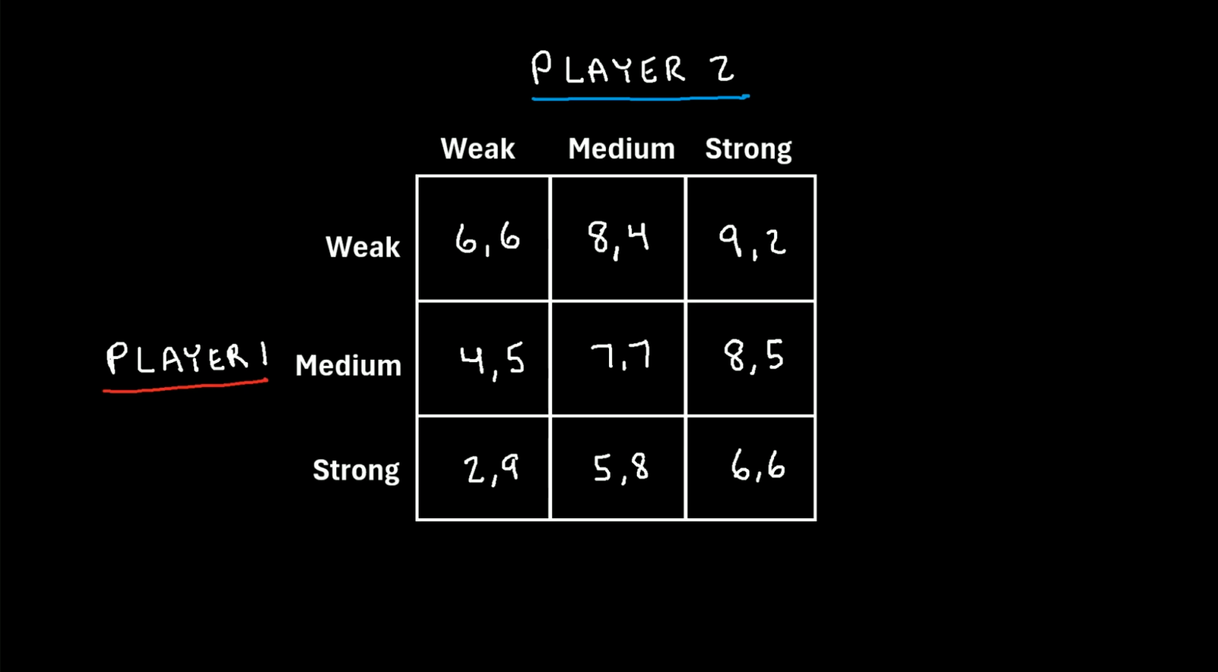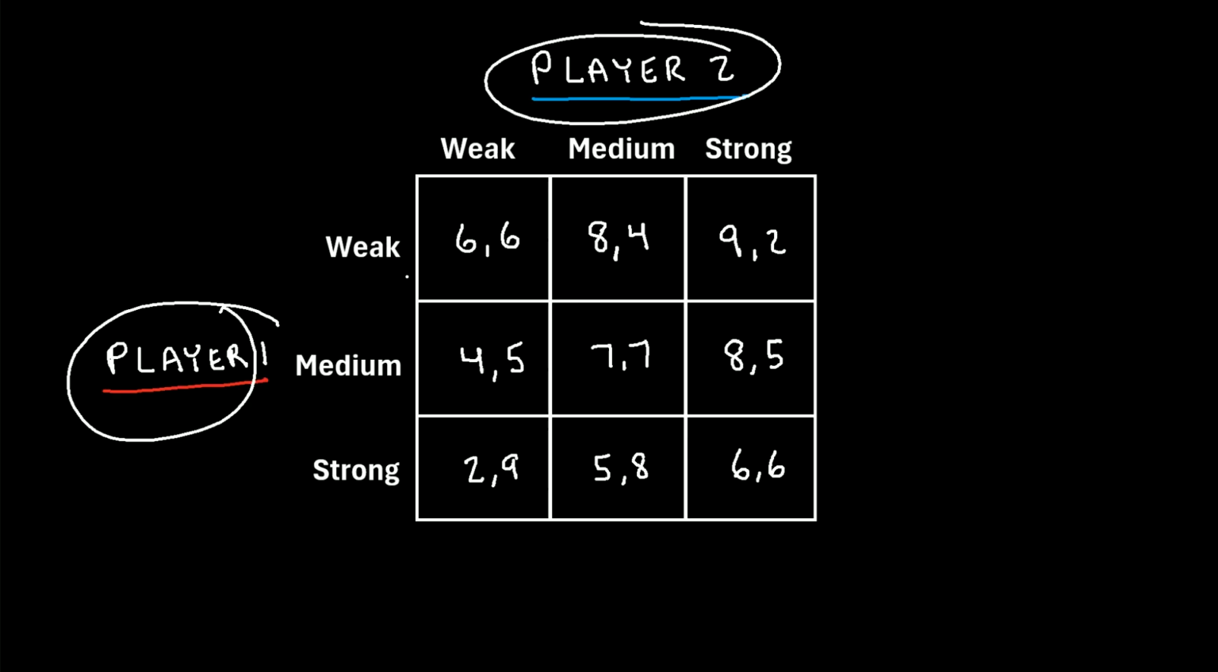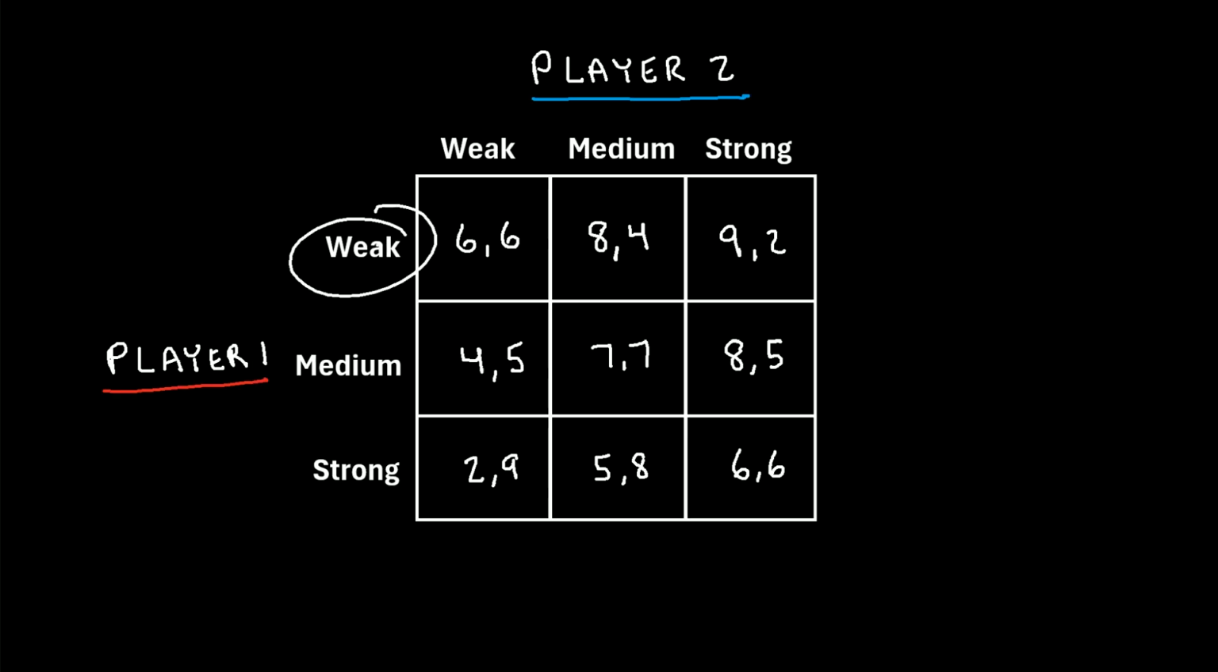In this video, I will explain how to find a Nash equilibrium in a 3x3 game. So let's jump right into an example. Let's say we have some game here where we have two players, player 1 and player 2. Both players can choose either weak, medium, or strong as their strategy.